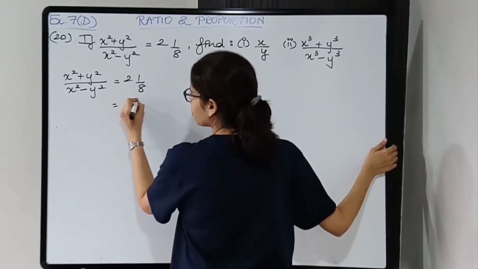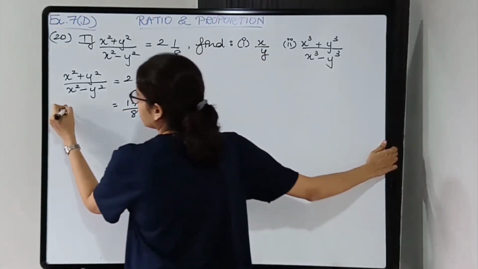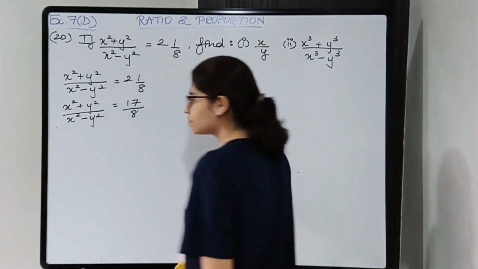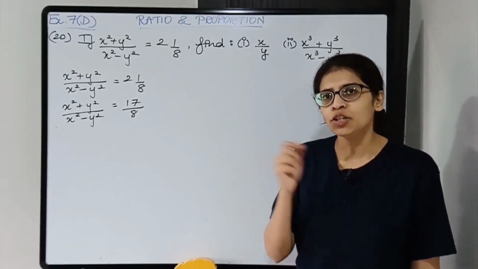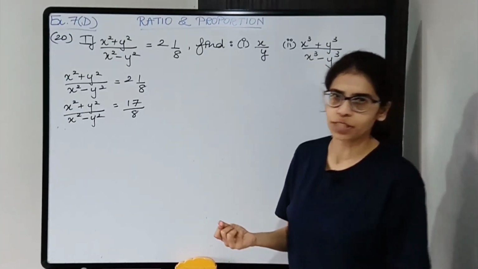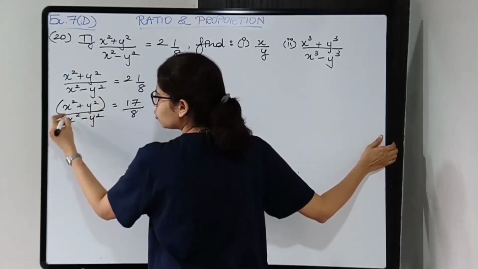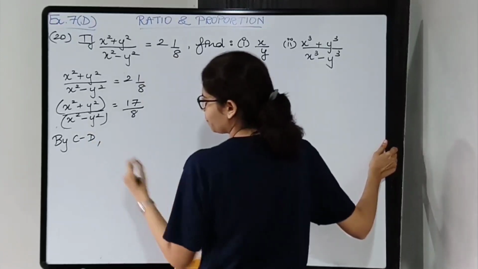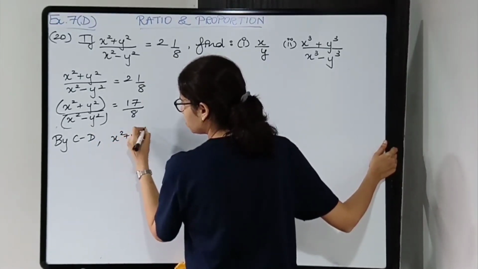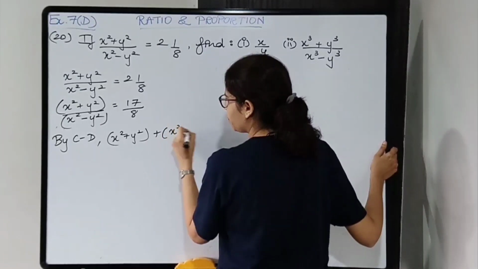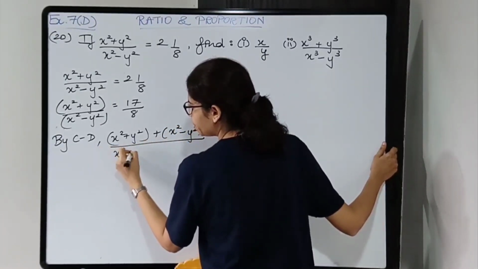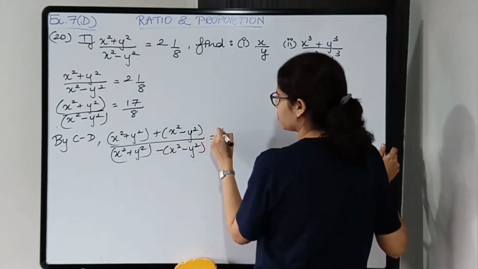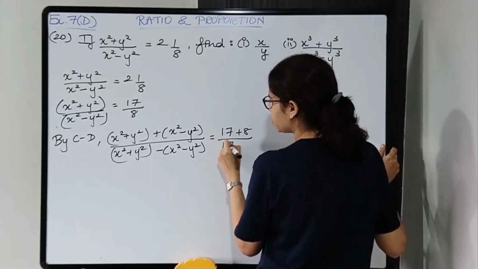Okay, now we'll apply componendo dividendo. Componendo dividendo states numerator plus denominator upon numerator minus denominator. Numerator is this, denominator is this. So by componendo dividendo, numerator plus denominator upon numerator minus denominator. Same thing, numerator plus denominator, numerator minus denominator.